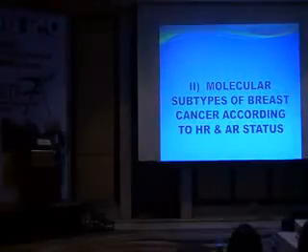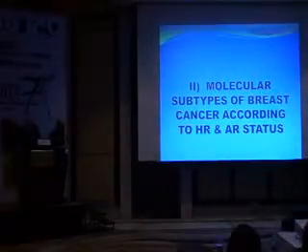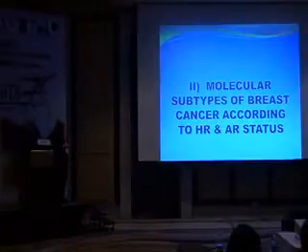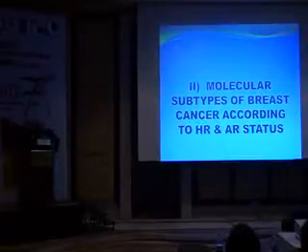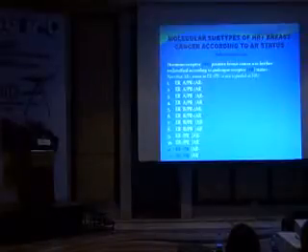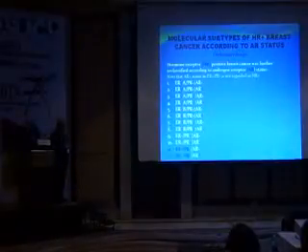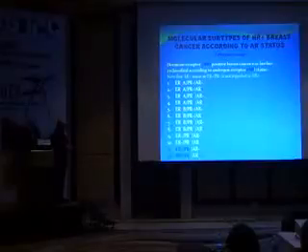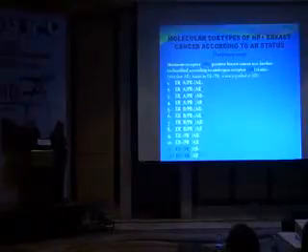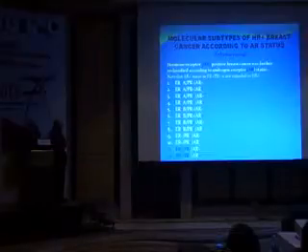Now, the second molecular subtype classification of breast cancer is according to both hormone receptor status and androgen receptor status. And there has been increasing concern with this type nowadays. Actually, we have 12 categories concerning this. The first four categories are luminal type A. The next four are luminal type B, and then other types.